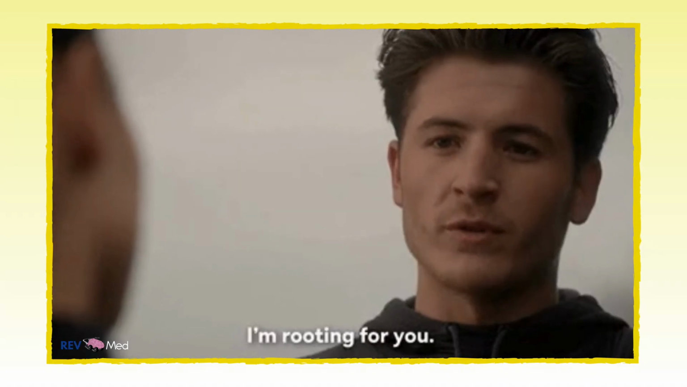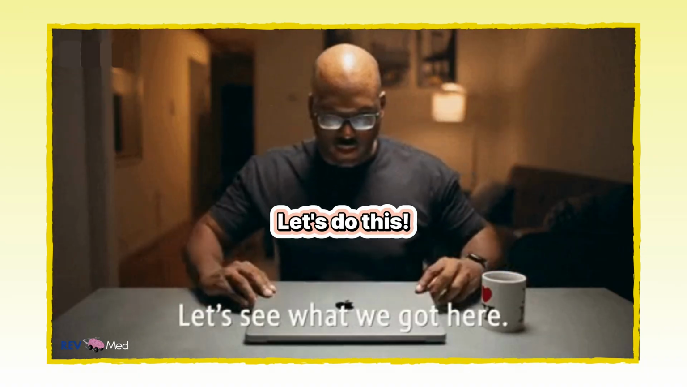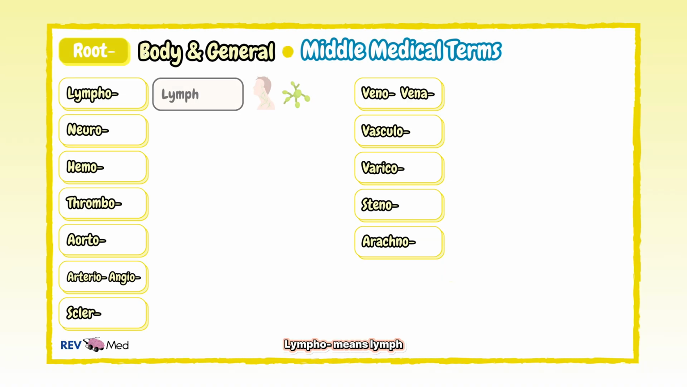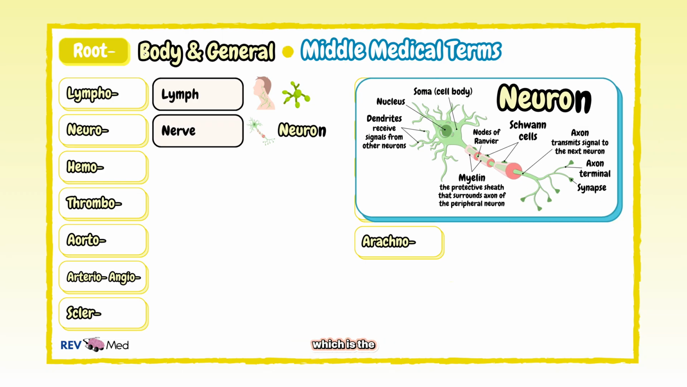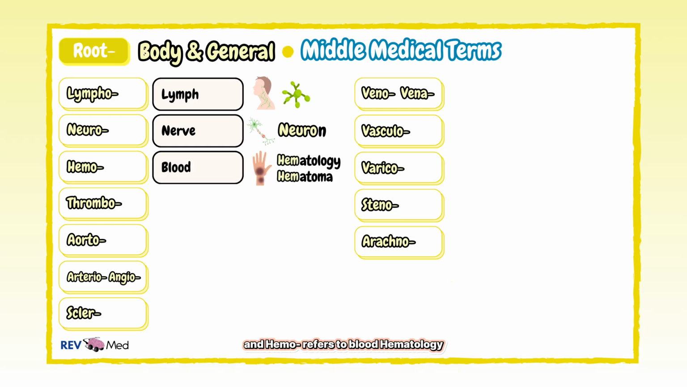Okay, I'm really rooting for you to stick through this lesson. Don't let me down. Let's do this. Lympho means lymph, and neuro means nerve. We love our neuron, which is the fundamental unit of our brain and nervous system. And hemo refers to blood. Hematology. Hematoma, which is a bruise. This causes blood to collect and pool under the skin.